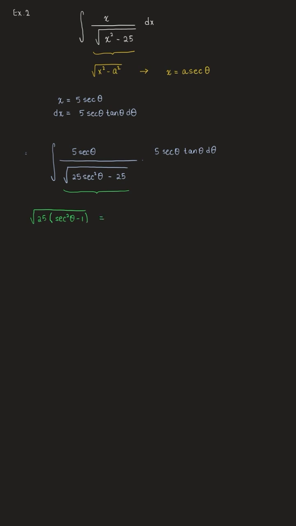Okay, so this is where we use a trigonometric identity. Secant squared theta minus 1 is a Pythagorean identity, and that's equal to tangent squared theta. So this becomes the square root of 25 tangent squared theta, which is 5 tangent theta as long as theta is in the first quadrant. Okay, so there we are. That's our denominator, and we can see that we're going to have some cancellation.